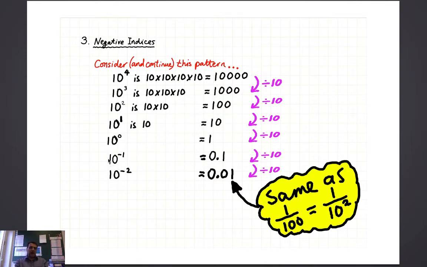If you carry that pattern on further, the next one would have to be 10 to the power of minus 1, and then continuing to divide by 10, the next one would have to be 0.1. And then carrying on further still, the next one would have to be 10 to the power of minus 2, and dividing the previous line by 10 again, that's 0.01, which is the same as 1 over 100, or if you like, 1 over 10 squared. So 10 to the power of minus 2 is actually the same as 1 over 10 to the power of 2.